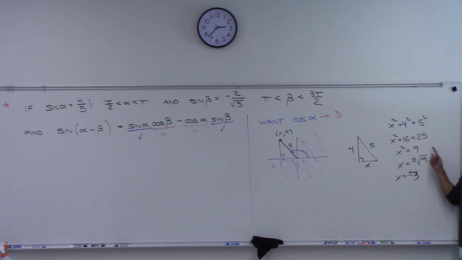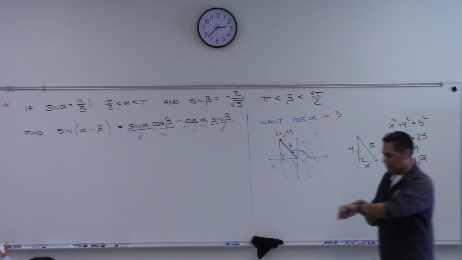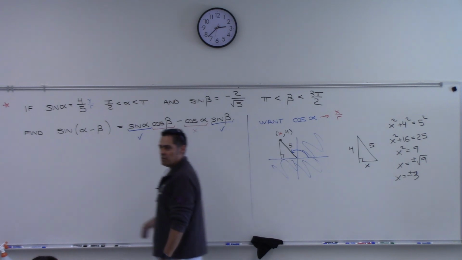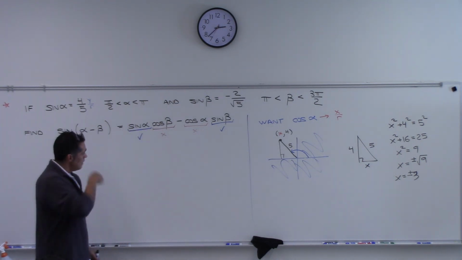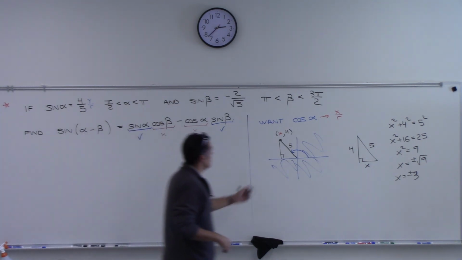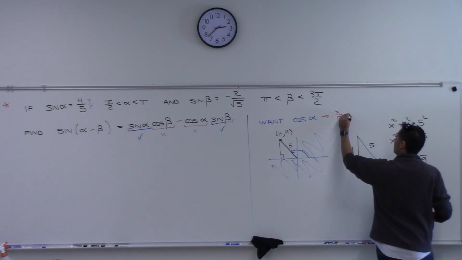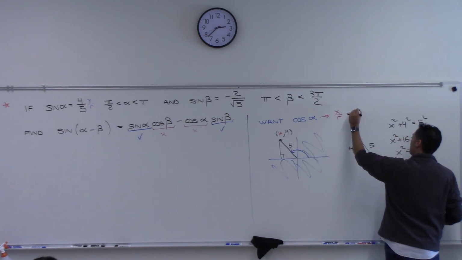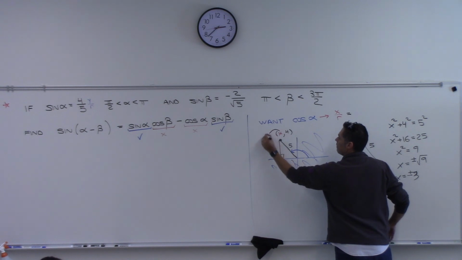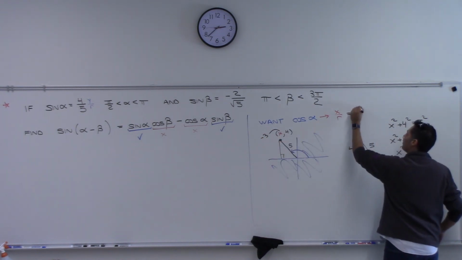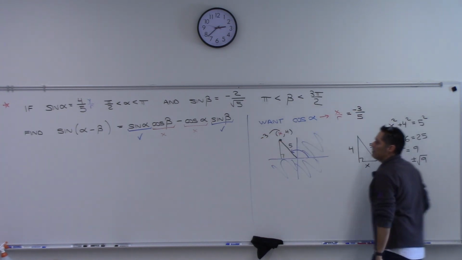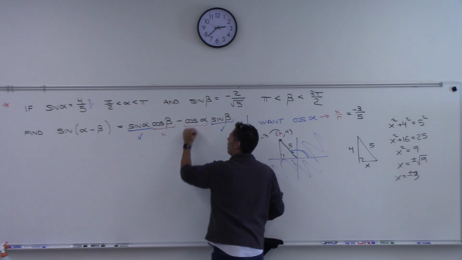Move things around, square root, yeah? Now, is it plus or minus? Minus, why? Because we're in the second quadrant, right? We're in the second quadrant. So that means that cosine of alpha, which is the x divided by the r, is what? Negative, right? This is negative 3. Negative 3 over 5. Now I know what that is, right?